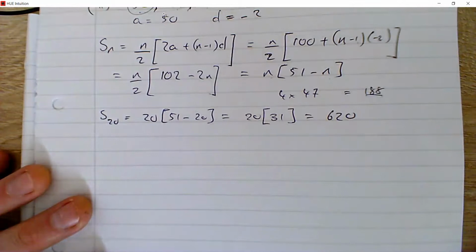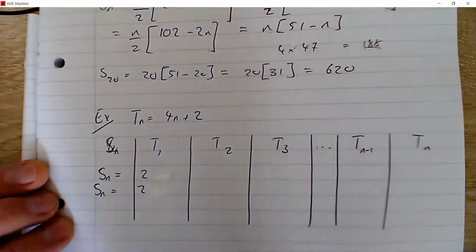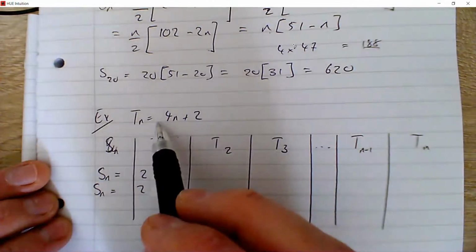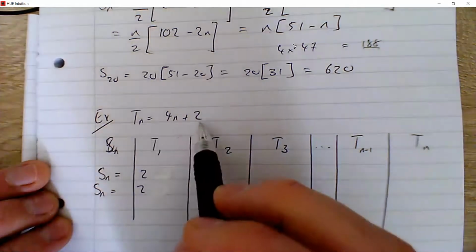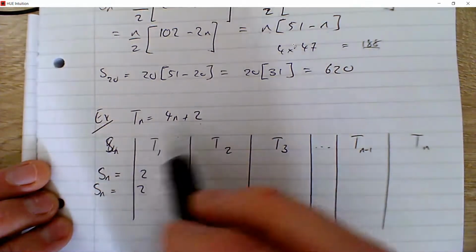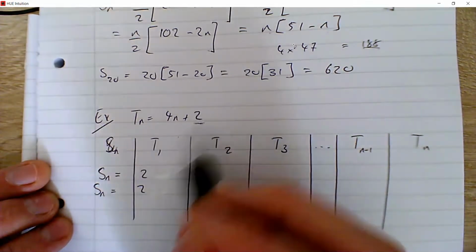Now, where does the formula come from is the next question that you might be wondering. Okay, it's all well and good to be able to use it, but where does it come from? Okay, well, if I take a nice simple example like the term rule is 4n plus 1, and I want to say, well, what's the sum of all of those terms when I add them together? Well, the first term is 2, okay?